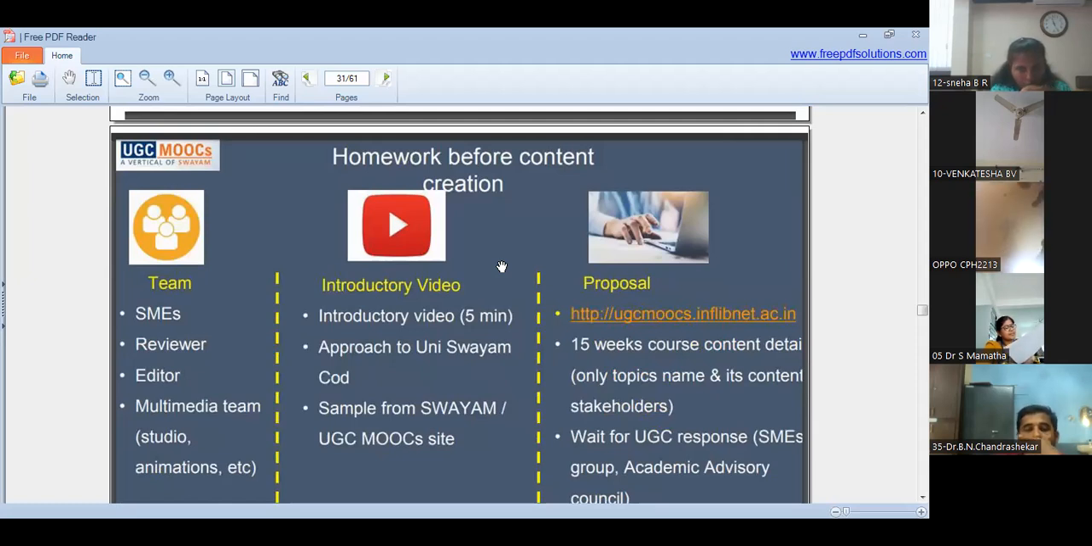Then we also need to bring in rich multimedia, animation, and many other components that we require for the multimedia team.